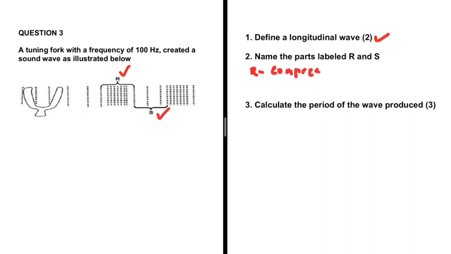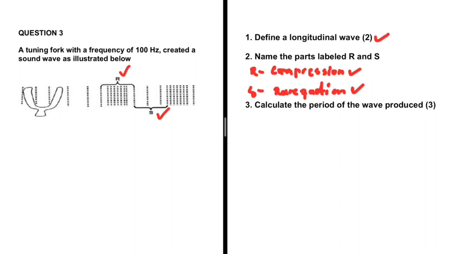It's a region of high pressure. Taking a look at part S, part S is a region of low pressure, and in a longitudinal wave we call that a rarefaction. So we have a rarefaction for part S. So there we go. Part R, compression. Part S, rarefaction. Let's carry on.